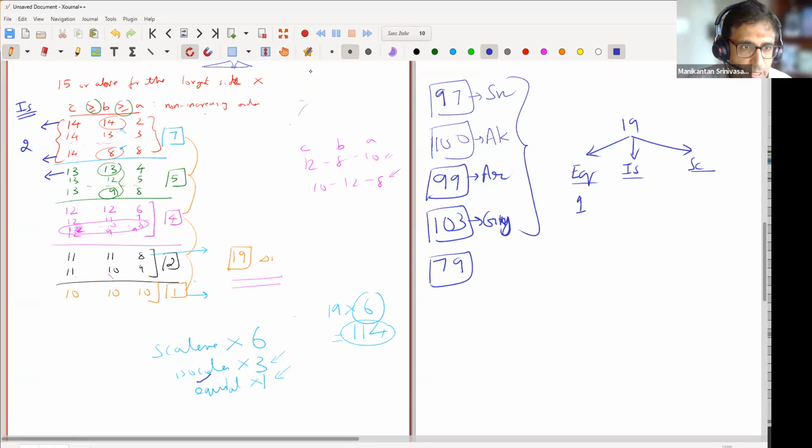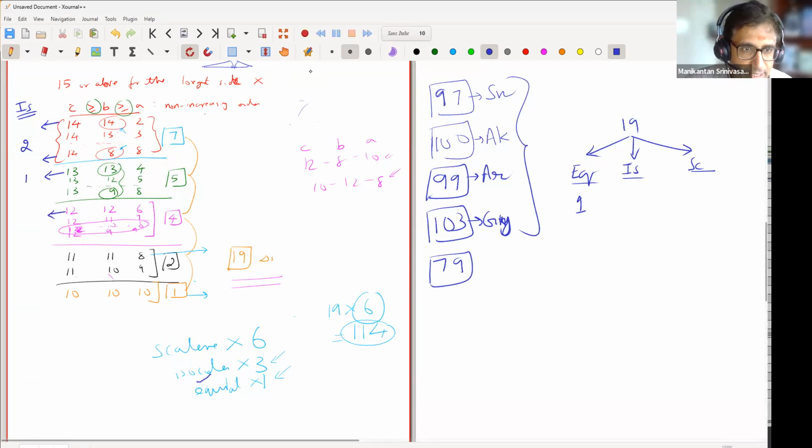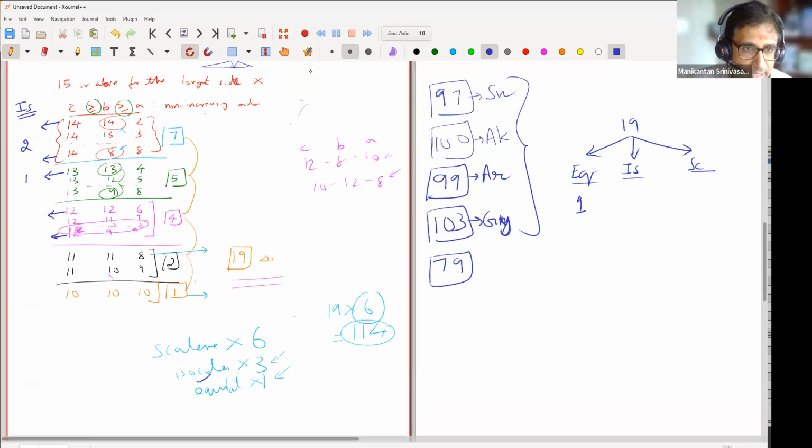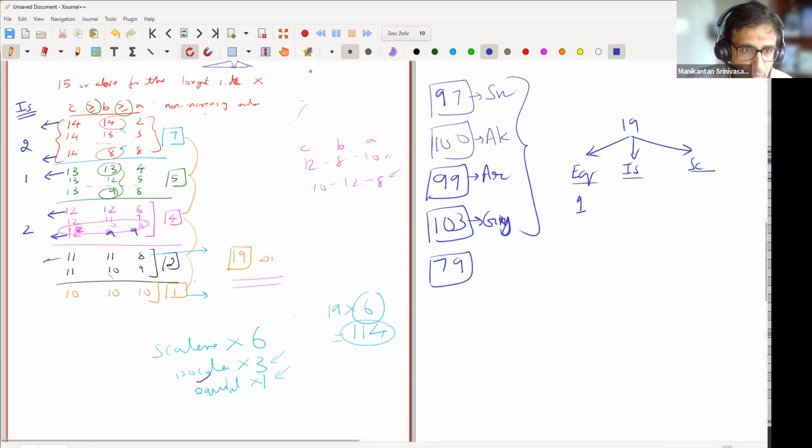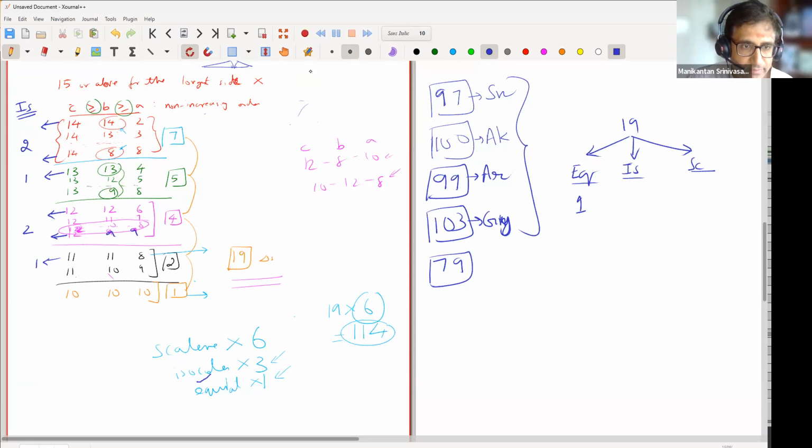So 13 series, there's only one here. In the 12 series, I have 12, 12, 6 as well as 12, 9, 9. That's 2. And then the 11 series, I have only 1. And that's it. The last one is equilateral. So the number of isosceles triangles is 2 plus 1, 3, 5, 6 of them. Equilateral is 1. So the balance should be the scalene.